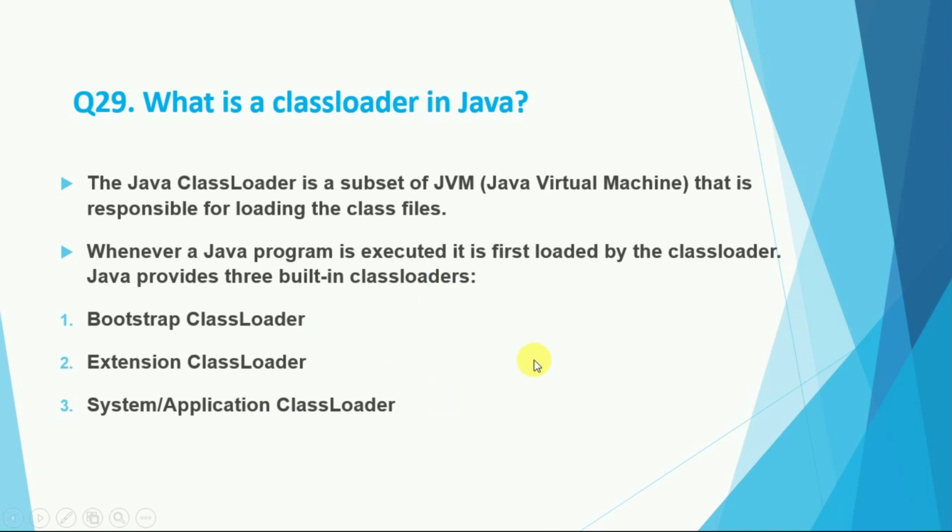Whenever a Java program is executed, it is first loaded by the class loader. Java provides three built-in class loaders: the bootstrap class loader, the extension class loader, and the system application class loader. All have different purposes and different execution responsibilities. I hope you understood what a class loader in Java is.